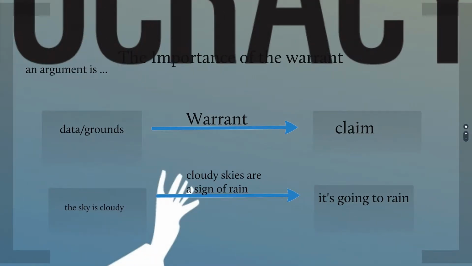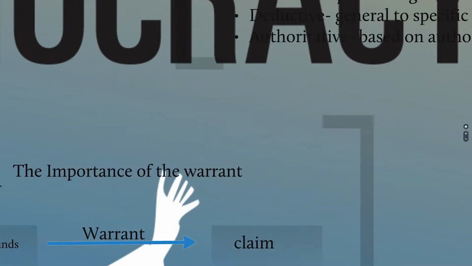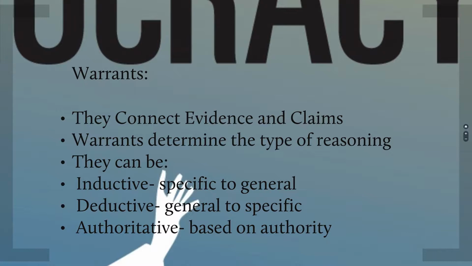If we want to understand the way that argument functions, we've got to understand this warrant. It connects evidence and claims, and the warrant is what determines the type of reasoning, that last part of argument. There are three types of warrants that we're going to discuss. Inductive warrants that move from specific to general reasoning, deductive warrants that move from general to specific reasoning, and finally authoritative warrants that are based solely on authority. Before we get to that though, let me talk more about the warrant.